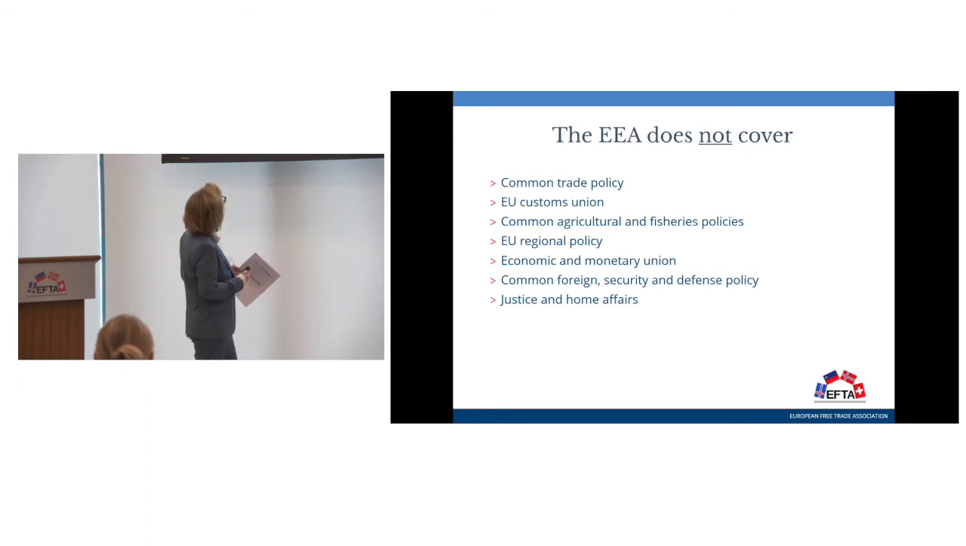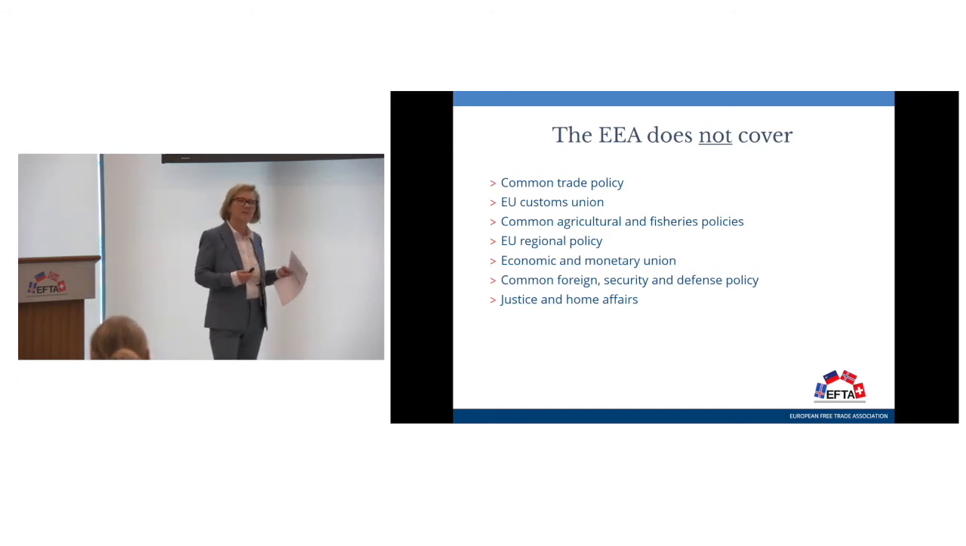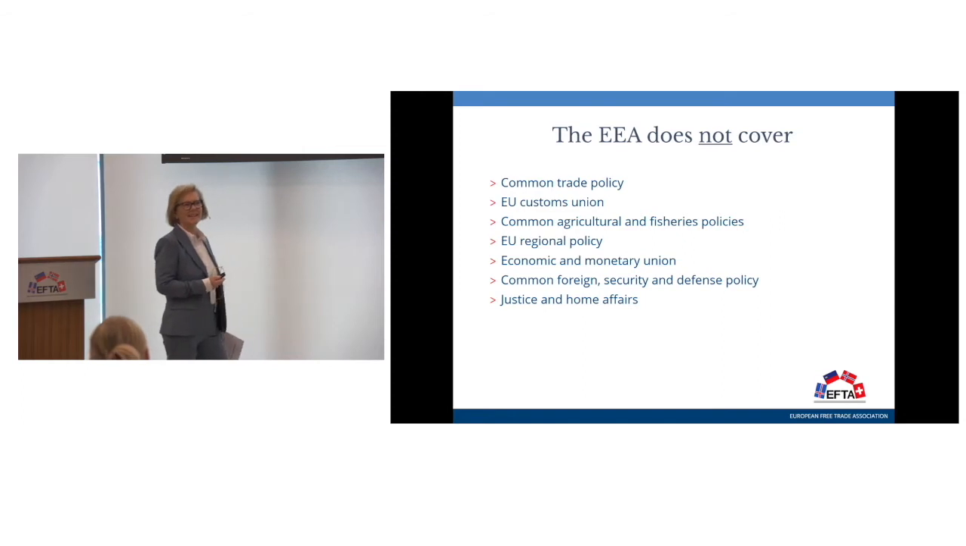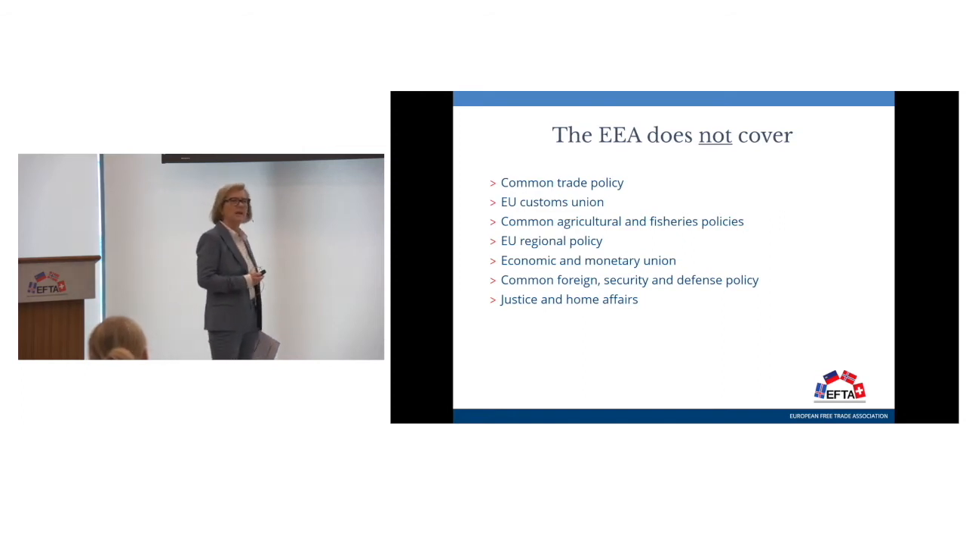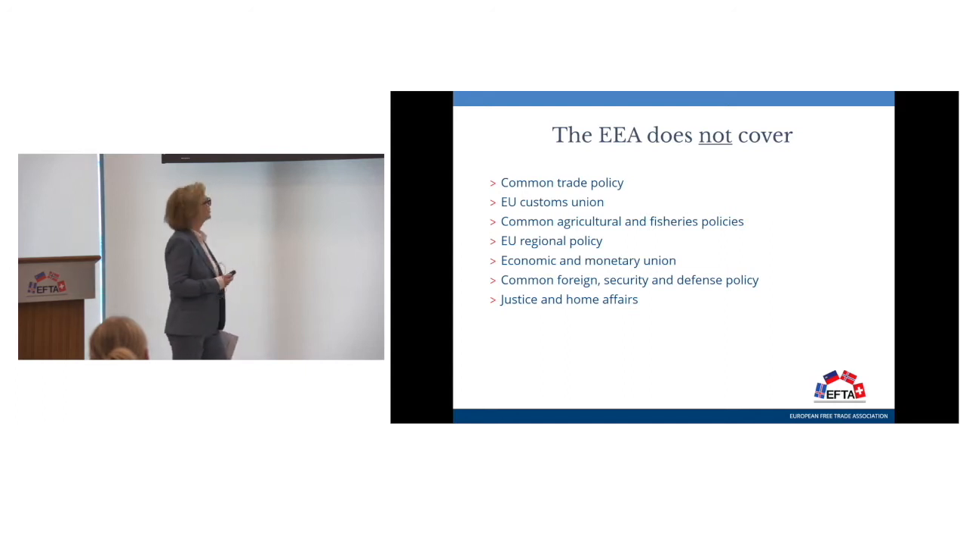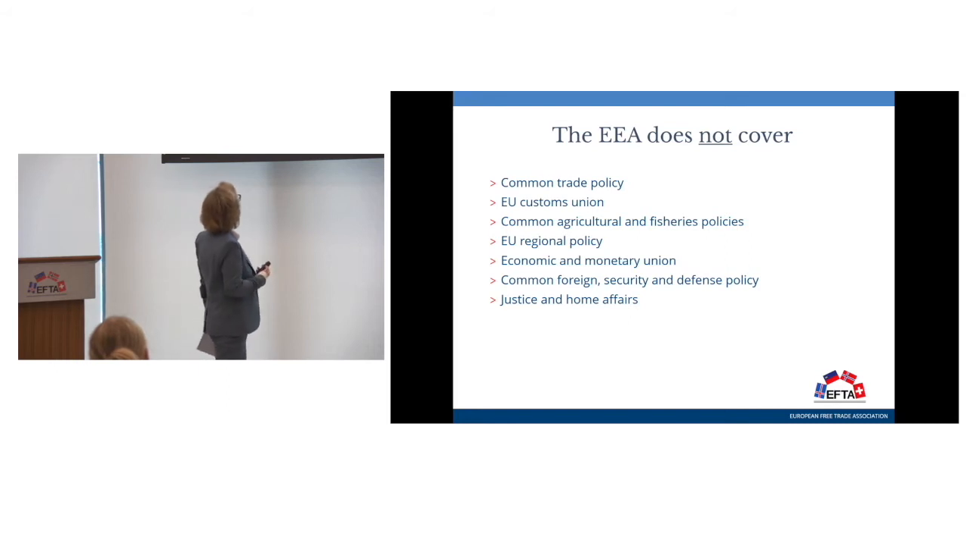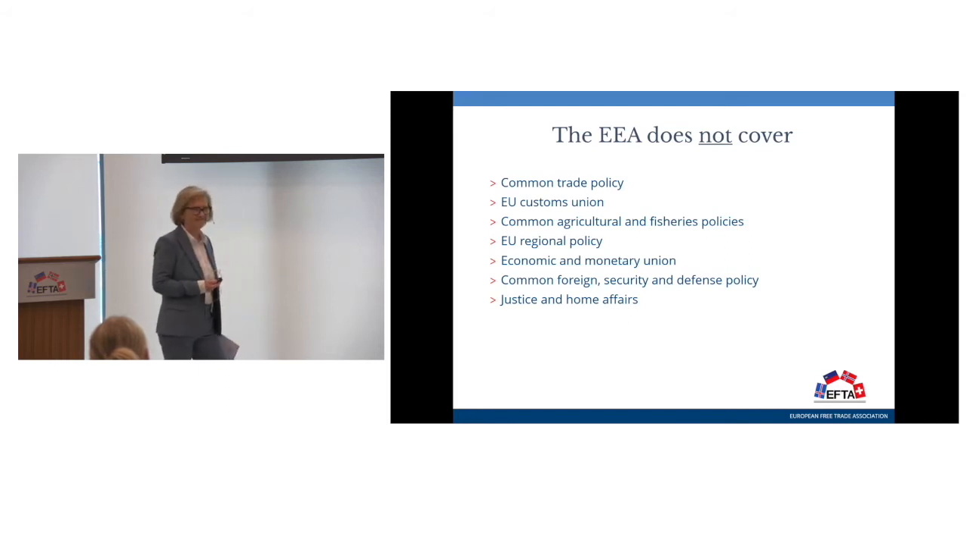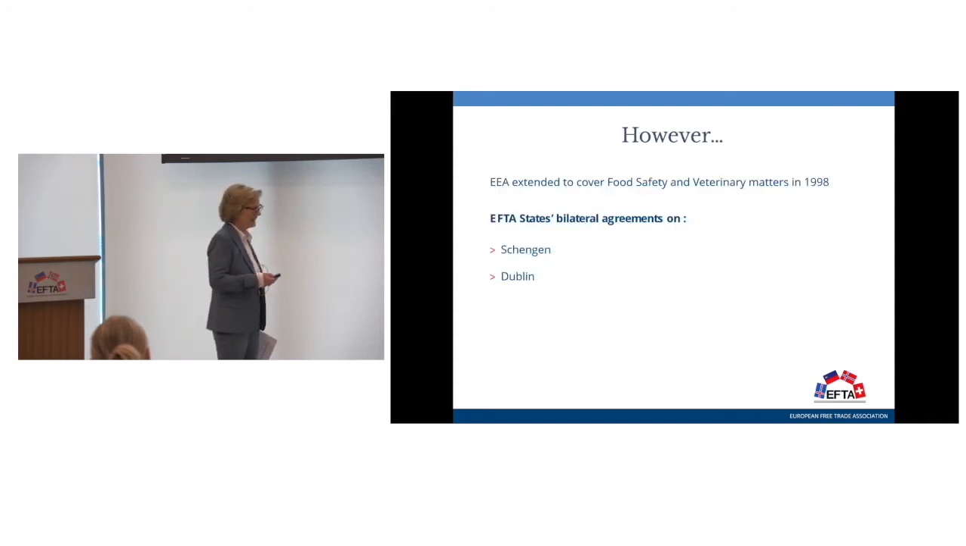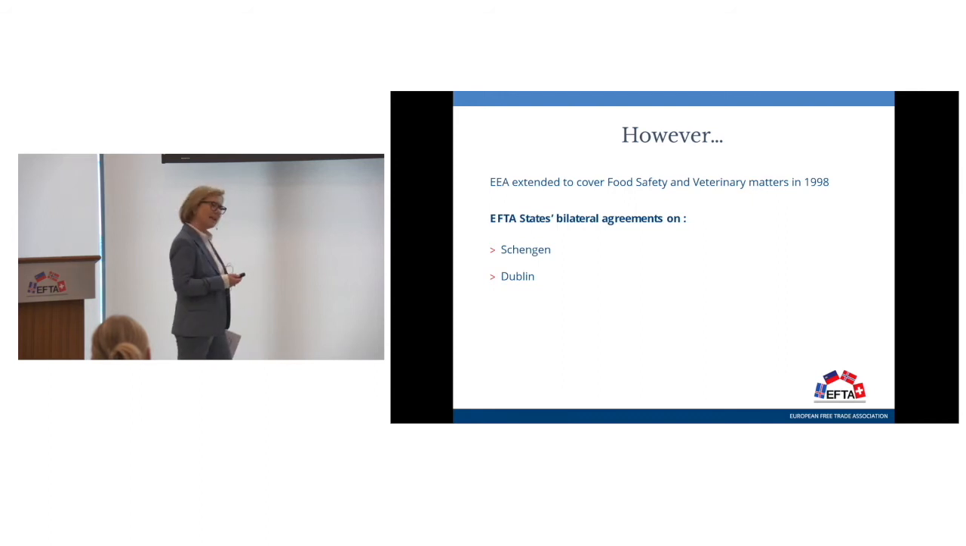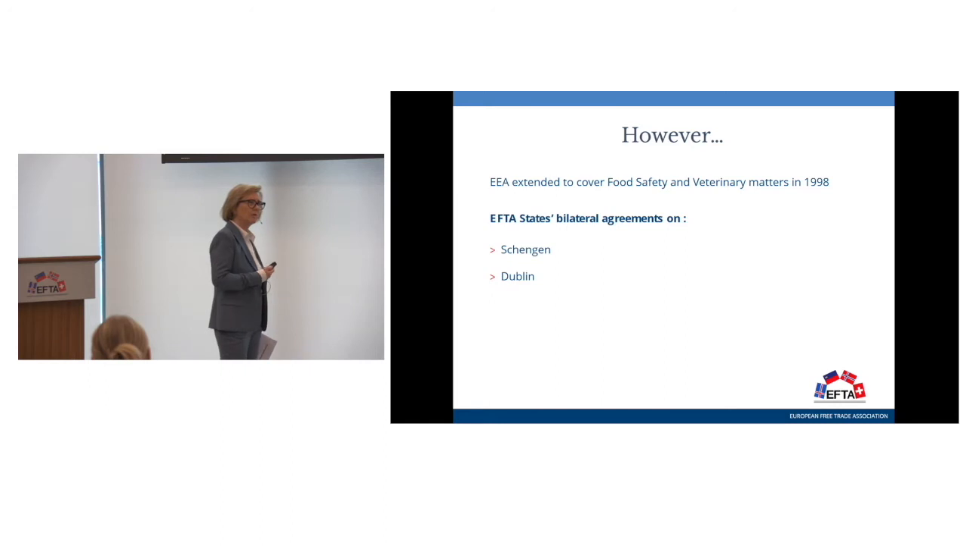As the scope of the EEA agreement is broad, you will also realize that there are very important policy areas of EU cooperation that our agreement does not cover, such as the customs union or the common trade policy, and other areas you can see listed here. We do say, however, that fisheries policy and agriculture policy fall outside the scope of the EEA agreement.